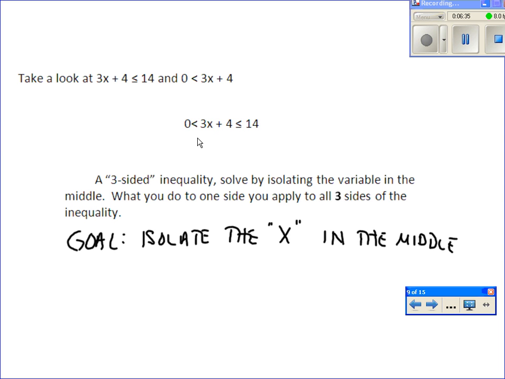So when you're looking at one of these compound inequalities, I like to think of it as being a three-sided inequality. And to solve this, we're going to try to get x by itself in the middle. And when we do the operations, what we do to the middle expression, we have to also do to the left-hand side of the inequality and the right-hand side of the inequality. So I think of these as like three-sided inequalities rather than a two-sided equation. We've got three sides.